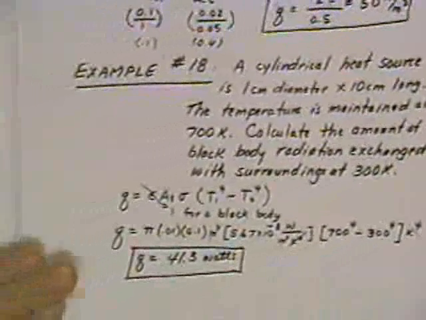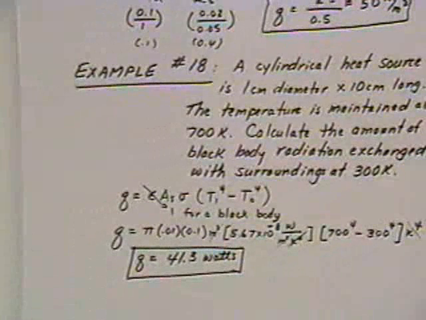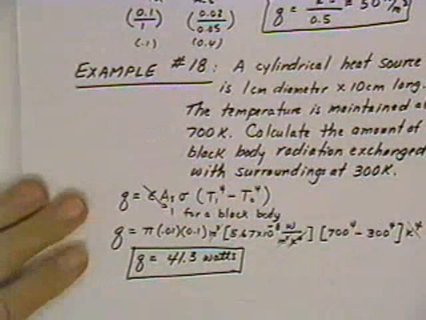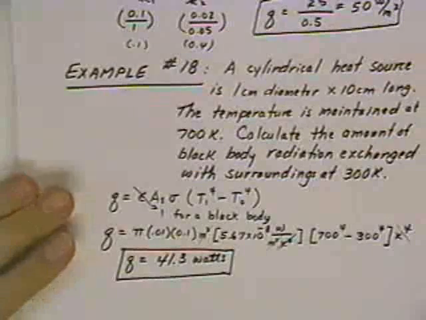So if you do this calculation, if I've done my math correctly, you end up with 41.3 watts, or about 41 watts of input energy, or power, would be required to maintain the surface temperature of this cylinder at 700 K, exchanging heat with the surroundings at 300 K. Well, this pretty much concludes the review of thermodynamics.